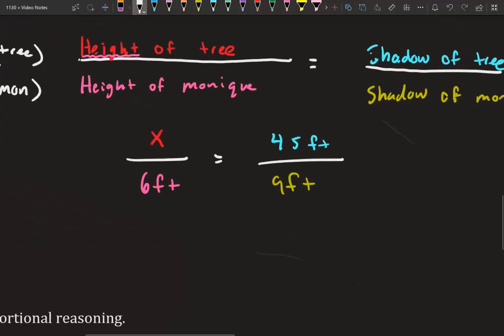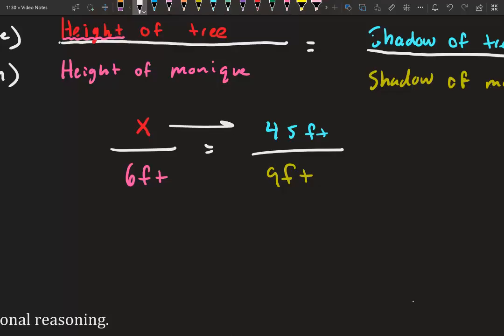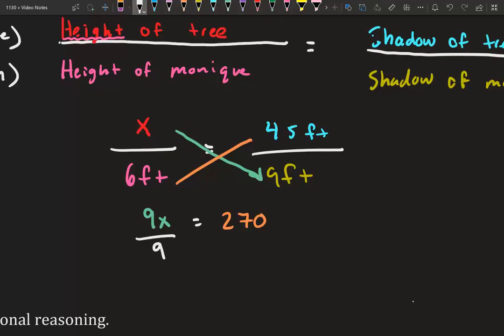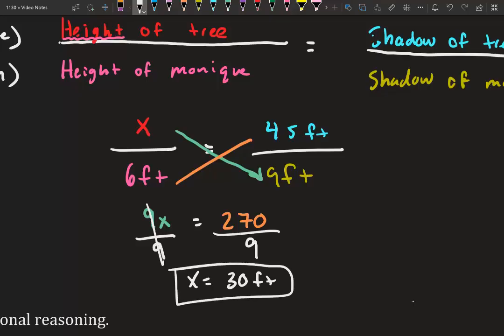Because this is a proportion, you can just multiply straight across, although there is an easier way. It's called cross multiplying. So if we cross multiply x times 9, that's 9x. 6 times 45, we get 270. We divide by 9 to get x by itself. So we get x is 30 feet. That means the tree is 30 feet long.